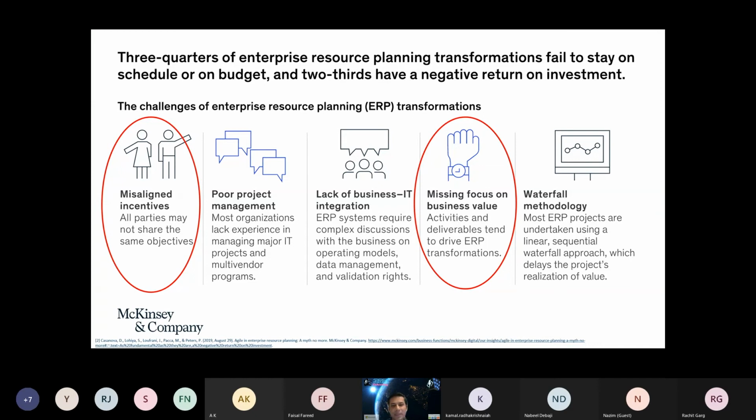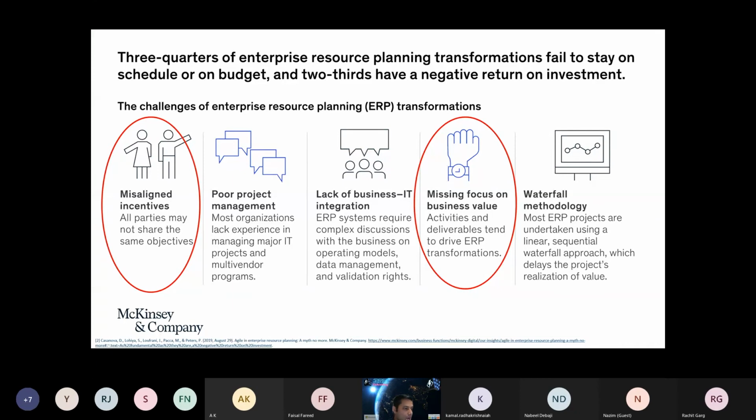So besides the project management and lack of business IT integration, as well as the methodology related reasons, the 2 highlighted ones, the misalignment of incentives as well as the missing focus on the business value, these really point us to a specific premise, which is how important it is to do a thorough and exhaustive requirements coverage, as well as to validate those requirements and make sure that your requirements stated, documented, and being designed are bulletproof.